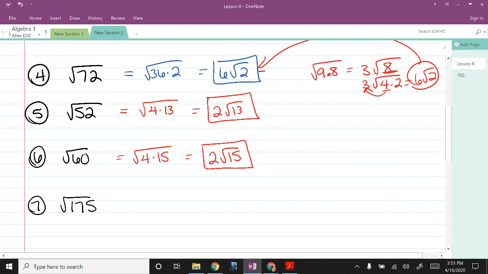All right. 175. Seems like a big number. But since it ends in a 75, we know 25 goes into it. So 175 is 25 times 7. And the square root of 25 is 5, so bring that outside. 5 radical 7. 7 is prime, so that will not simplify anymore. 5 radical 7.